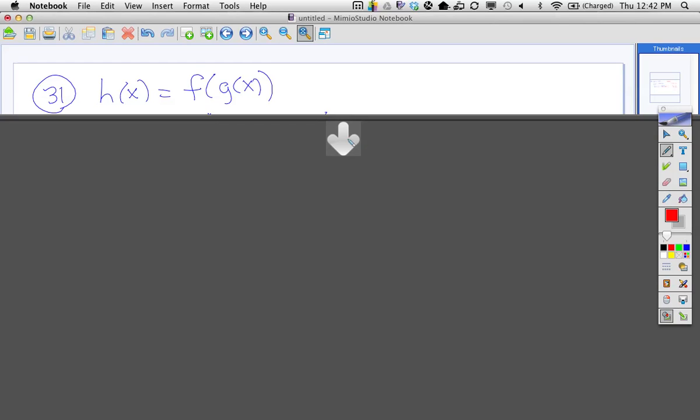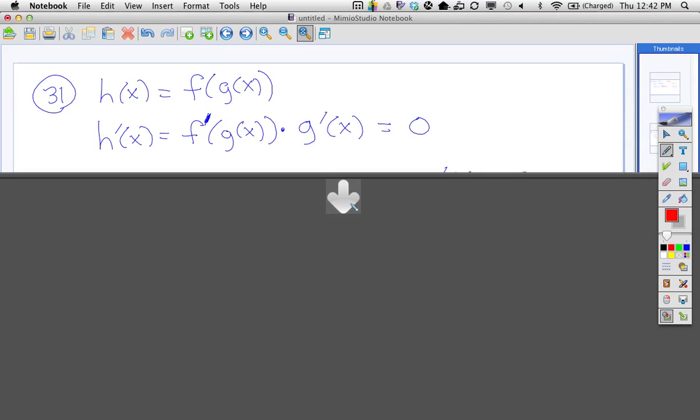Stationary points of h, right? We need the stationary points of h, which is where h prime equals 0. So we do h prime, which is just our chain rule: derivative of the outside, f prime, leave the inside alone, g of x, times derivative of the inside, g prime. That's just your generic chain rule right there.